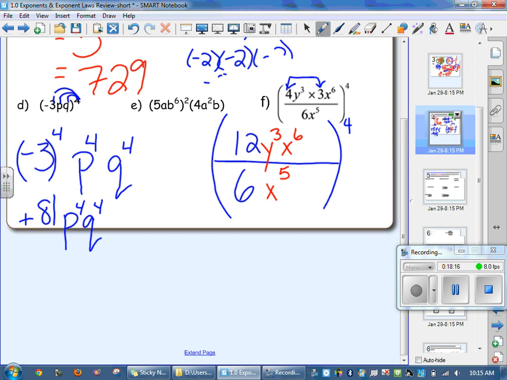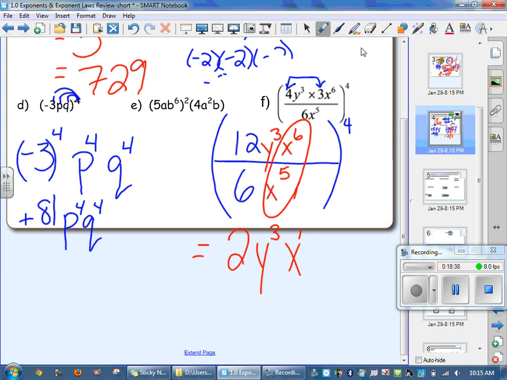And now on the top, I take a look. I've got x6 and I have an x5 on the bottom. When they're being divided, same base, you subtract. 6 subtract 5 means I have 1 x left. So I'll have x to the 1. Now that is all still in brackets with a 4 outside, saying I've got 4 sets of those.